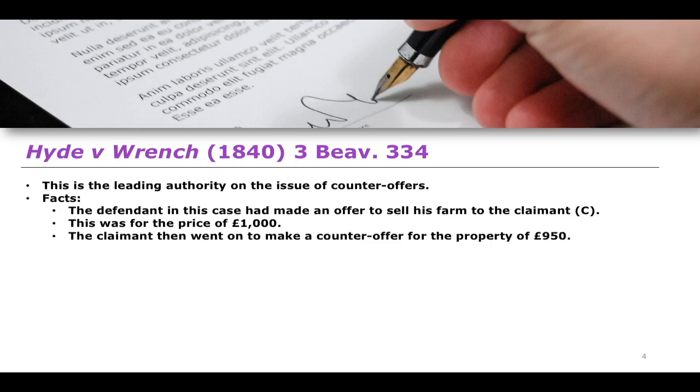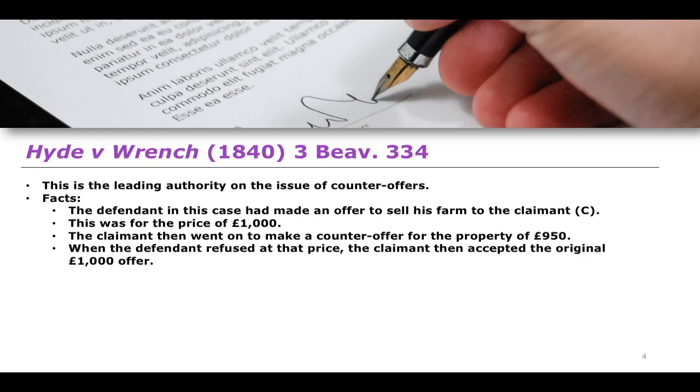They went on to make a counteroffer. They said, well, how about I buy the property off you for £950 rather than £1,000, trying to negotiate the price down a little bit. Now, when the defendant refused this price, the claimant then went and said, okay, then, well, I will accept the original £1,000 offer. That is the kind of sneaky little negotiating tactic that was used in this particular case. They said, well, what about 950? No. Okay, then, well, I'll accept 1,000.